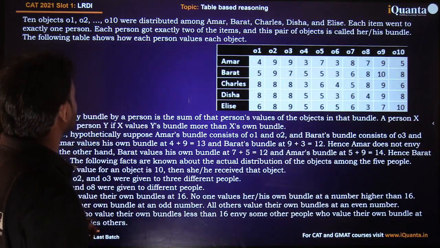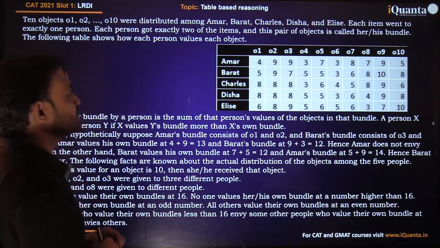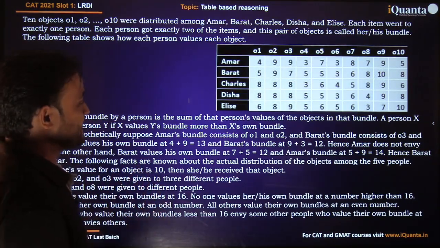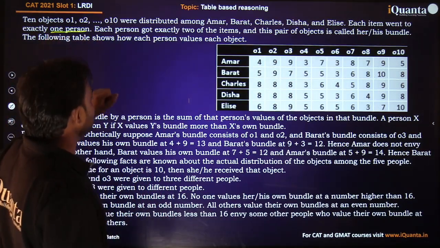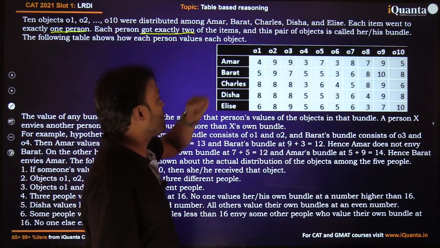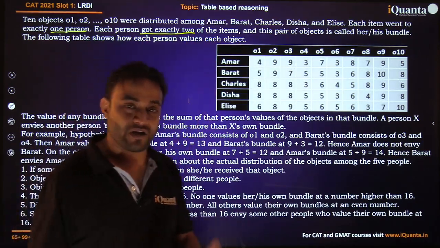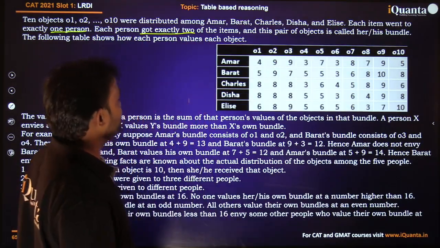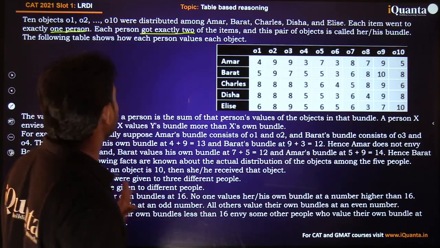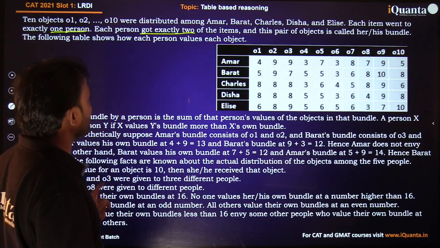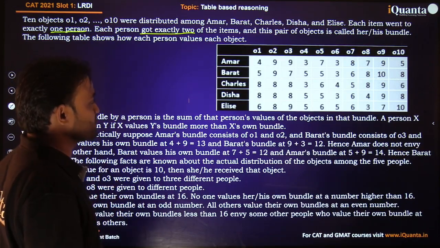It says 10 objects O1, O2, ... O10 were distributed among A, B, C, D and E. Each item went to exactly one person and each person got exactly two of the items. So total 10 items, 5 into 2, total 10. And this pair of objects is called her bundle. The following table shows how each person values each object.